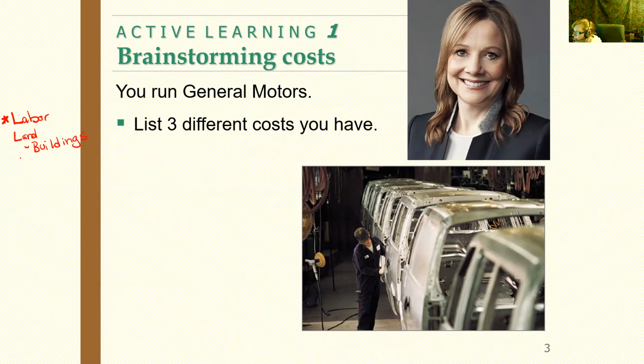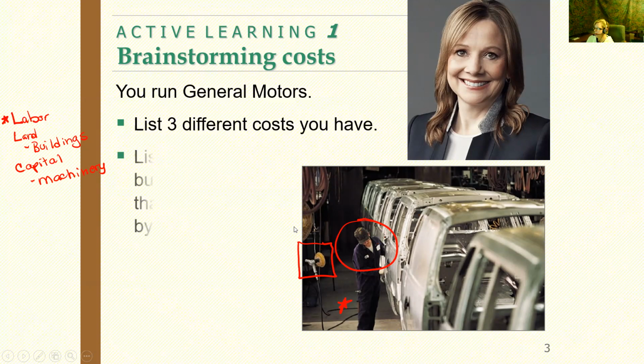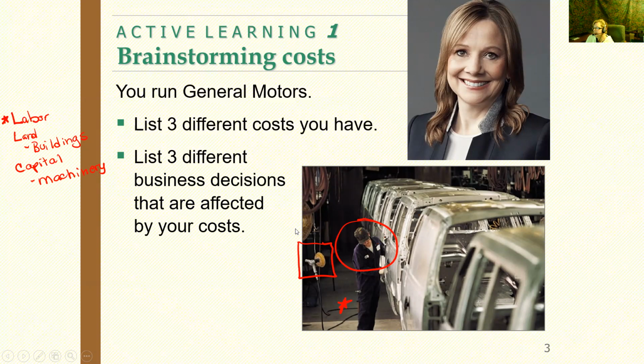You also might be thinking of capital, and that capital would be the machinery. So here we have labor, we have the land, actual physical proximity down here, and here we have some capital. So when we think about all these costs, we want to take a broader perspective of them and ask, basically, how are different decisions affected by these costs?